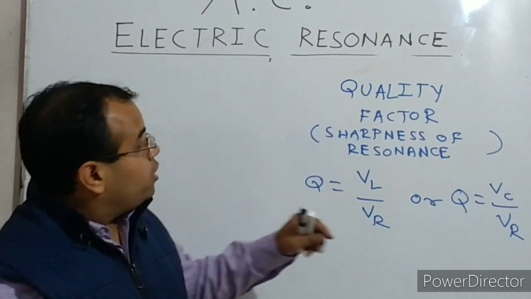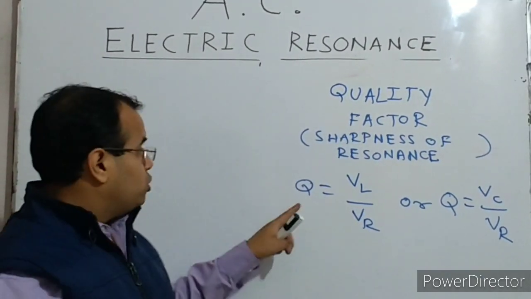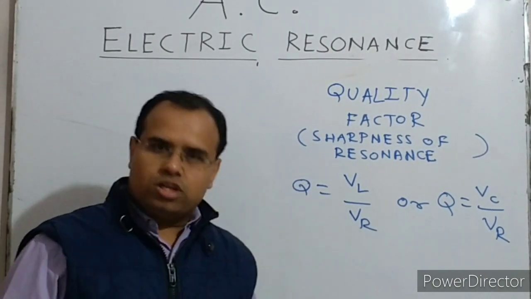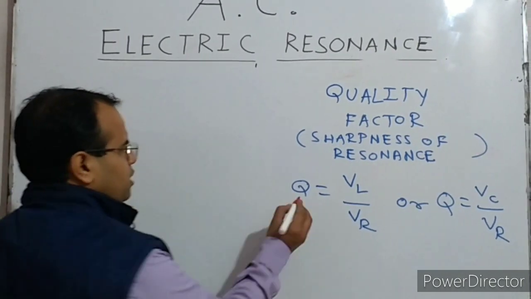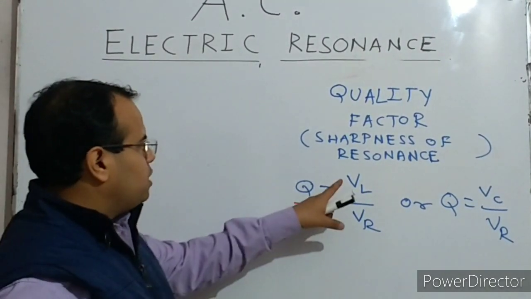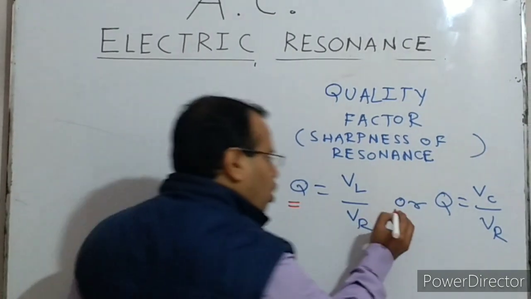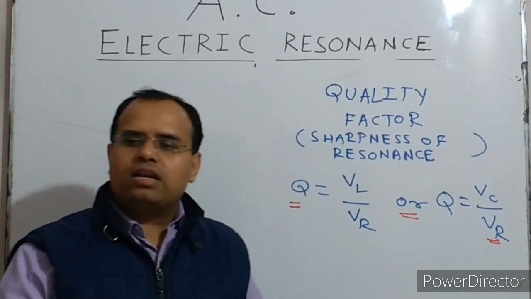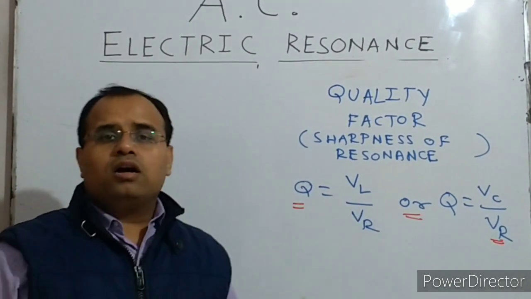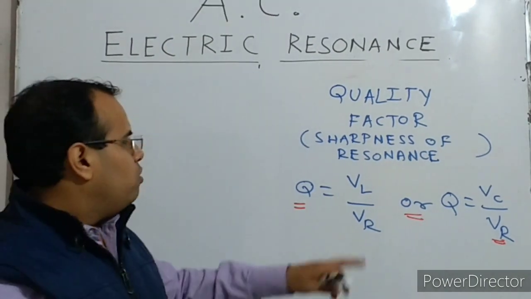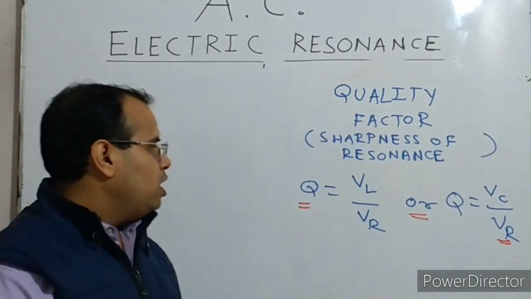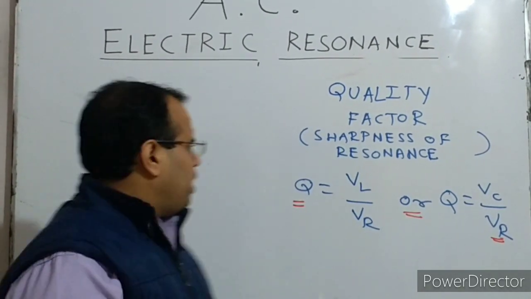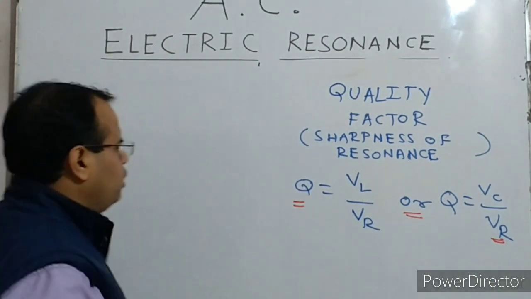Friends, now we will try to understand the quality factor, which is denoted by capital Q, or it also gives us the idea about the sharpness of the resonance. Now try to understand this: the quality factor Q is defined as VL upon VR or VC upon VR. Now what are VL, VC and VR? That is obvious. VL is the potential difference across the inductor, VR is the potential difference across the resistor, and VC is the potential difference across the capacitor. Now by both formulas we can find the value of the quality factor.